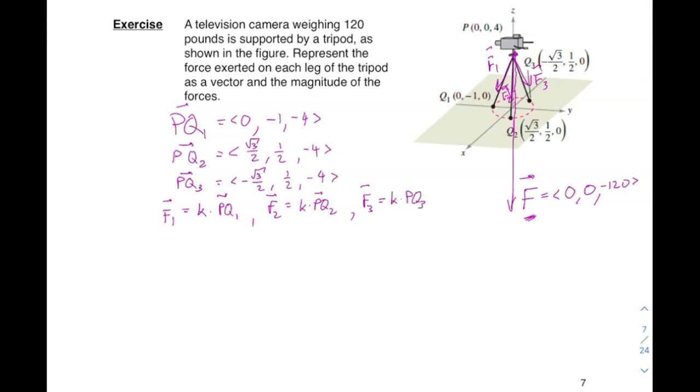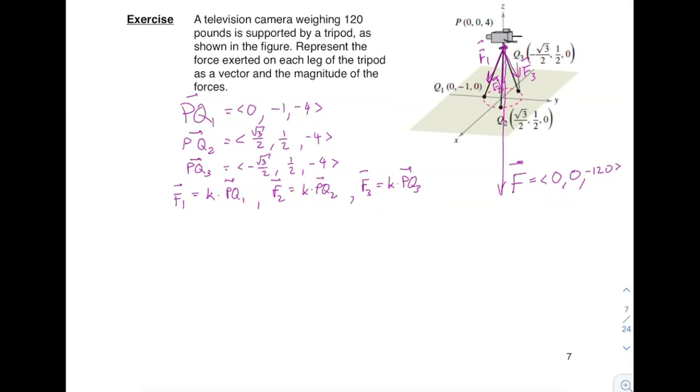Now you may say, wait a minute, why are these the same factor? They might not be, and you're absolutely correct. They could not be the same factor, but in this particular case, however, the factor is going to be the same for each force, and the reason is that the points on the floor are on a circle, and the camera itself is exactly above the center. Moreover, the legs have the same length, so all of these things together tell us that the force is going to be spread evenly among these legs.